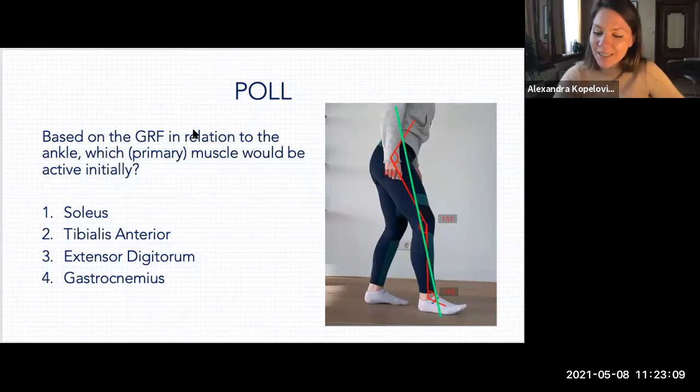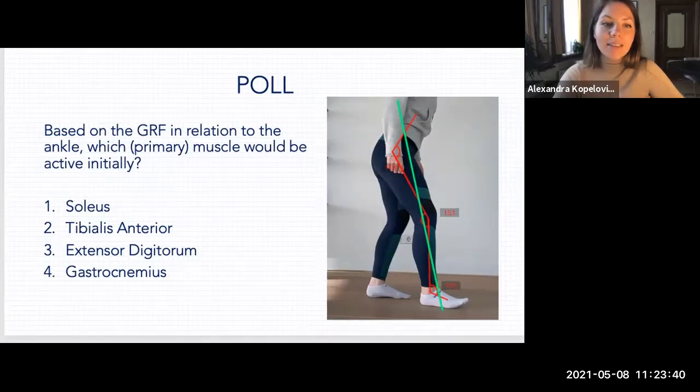Okay, so based on the ground reaction force in relationship to the ankle, which muscle would be active initially? So we have soleus, tibialis anterior, extensor digitorum, and gastrocnemius. Now, the correct answer is, I'm sorry, 44% of our audience is not tibialis anterior, it's actually soleus. And why is it soleus? So it's exactly what I told you was the center of mass and line of gravity.